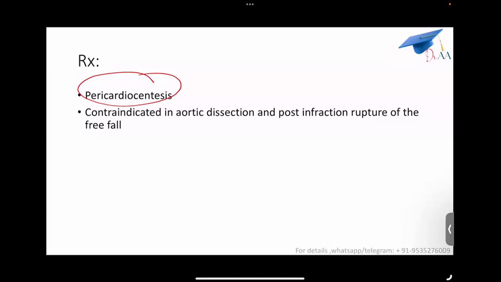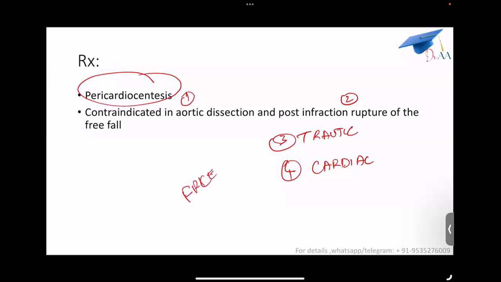Remember that pericardiocentesis is not done in all situations. There are a few contraindications. The contraindications are aortic dissection, ventricular free wall rupture, traumatic pericardial effusion or cardiac tamponade. The last one is whenever the patient is in cardiac arrest, pericardiocentesis is contraindicated. So remember these 4 contraindications for pericardiocentesis. They will test you in the exam. This is in FRCEM they are testing. It is a matter of time before they start testing you in MRCEM also.